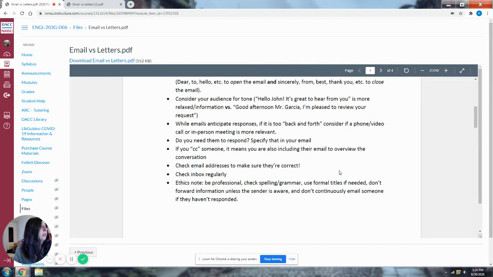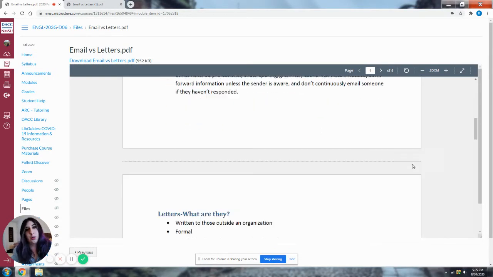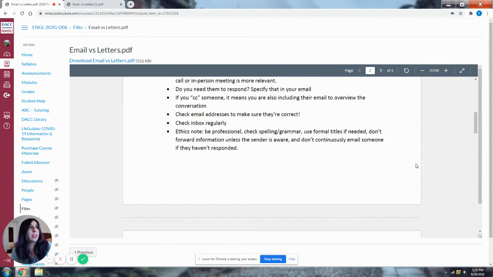And don't continuously email somebody if they haven't responded. So you don't want to constantly email them throughout the day. Maybe if you haven't heard from them in a week, you can send another email to gently nudge, see what's going on. But again, you don't want to overwhelm your audience. So those are emails overall.